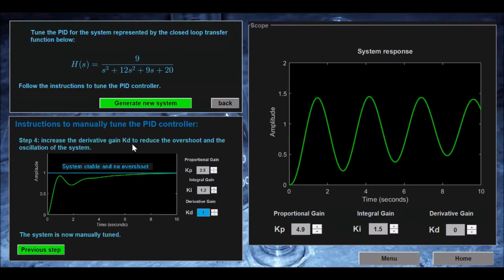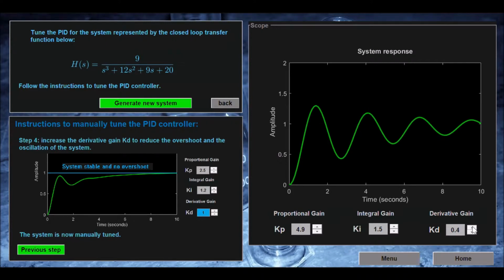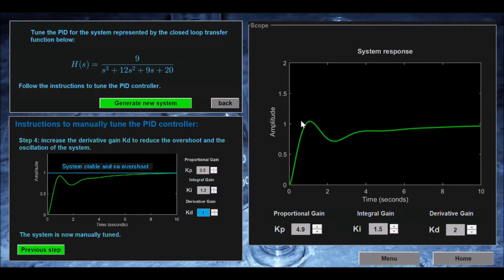The final step is to increase the derivative gain Kd to reduce the overshoot and the oscillation. The aim is to reach the amplitude of 1 as quickly as possible with the smallest overshoot possible. You can also increase the integral gain a second time to correct the settling time of the system. And here it seems like the system is tuned with a value of 4.9, 2.3 and 2.3.